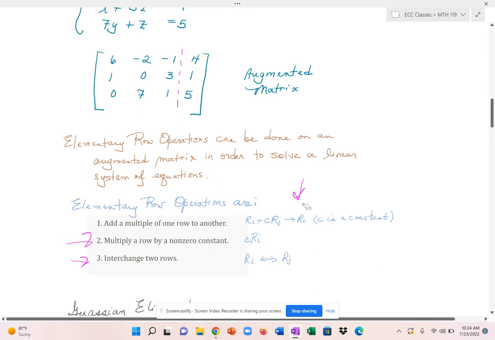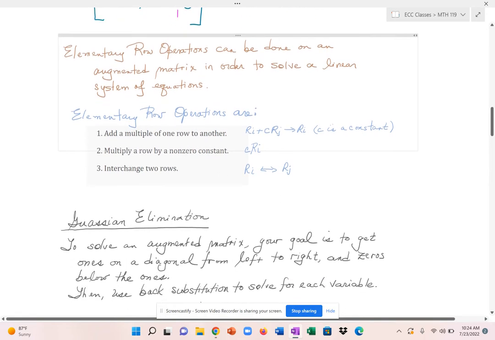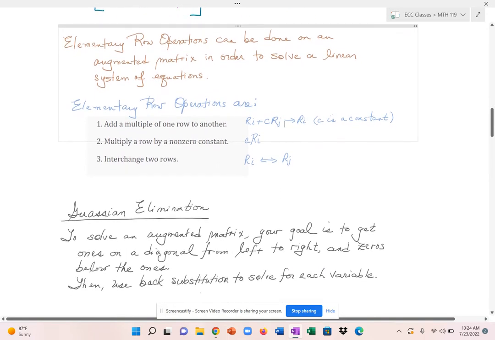And that will be important so that you can stay organized and be able to check your work and understand how you're changing from one matrix to another. So to solve an augmented matrix, your goal is to get ones on a diagonal from left to right and zeros below the ones, and then use back substitution to solve for the other variables.